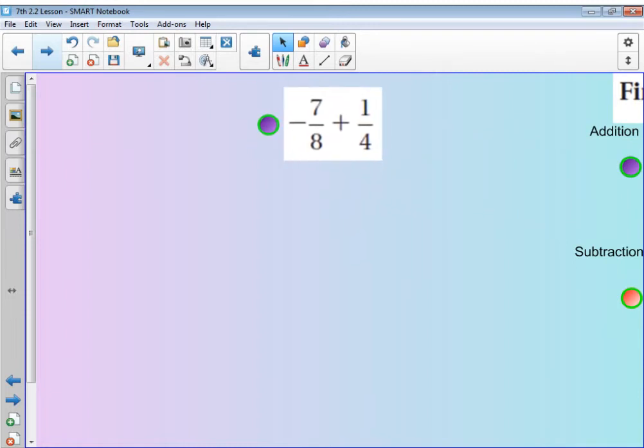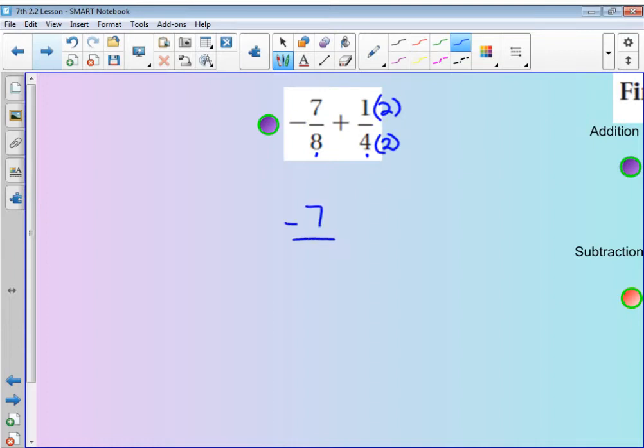Okay, so when I look at this one, the first thing I'm going to ask myself, comparing these two, will 4 go into 8? Yes, it'll go in there twice. So I'm going to go ahead and do a common denominator on this one. I end up with negative 7 over 8, and we have a positive 1 times 2 is 2 over 8. So for now, at least, my bottom number is 8.